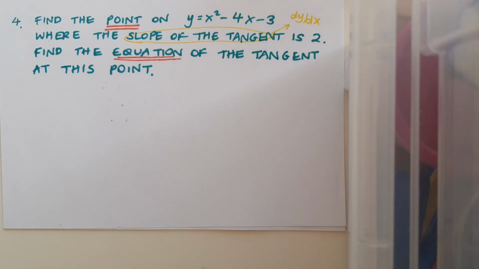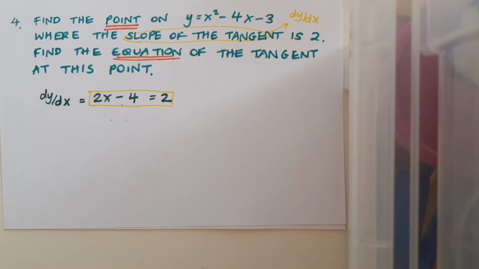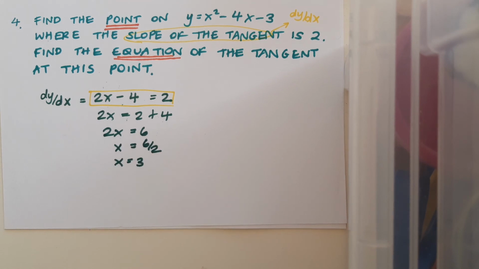So let's start off by finding dy/dx. And in this case, dy/dx is 2x minus 4. Now, dy/dx, I'm told in the question, is 2. That means 2x minus 4 equals 2. And now I want to solve this equation for x. So I'll bring the 4 across and add it on. That will give me 2x equals 6, and then I'll divide by 2 to get x. So x equals 3. Again, don't forget, they're not just asking for x, they're asking for the full point.